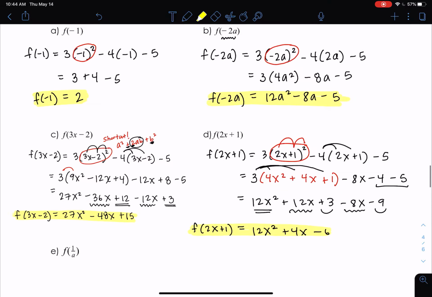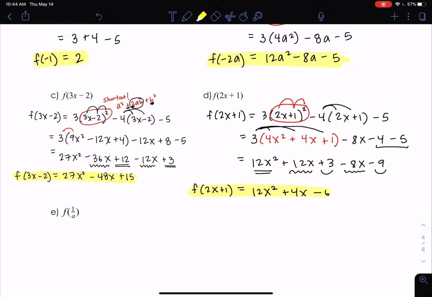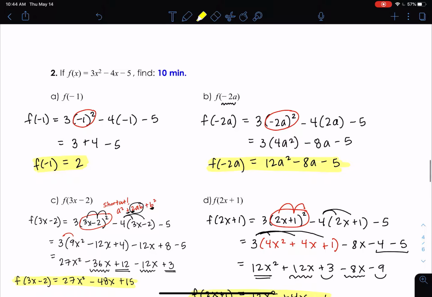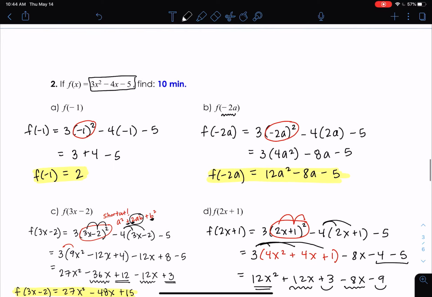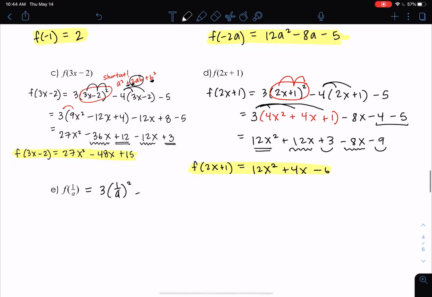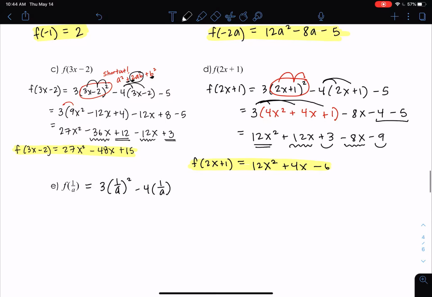Awesome. Let's try letter E. So this time we're plugging in a fraction. No big deal, we'll do it the same as before. So my function I'm plugging it into is 3x squared. So we're going to write f of 1 over a equals 3 1 over a squared minus 4x minus 5. So minus 4x, or minus 4 1 over a, minus 5, just like that.